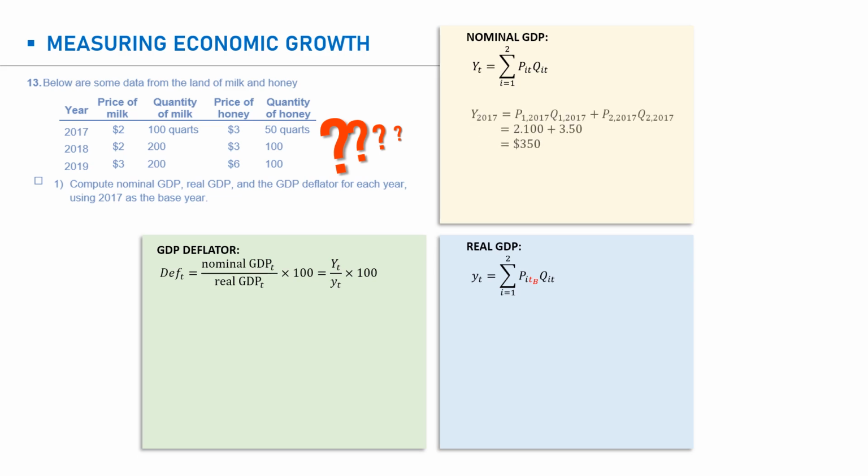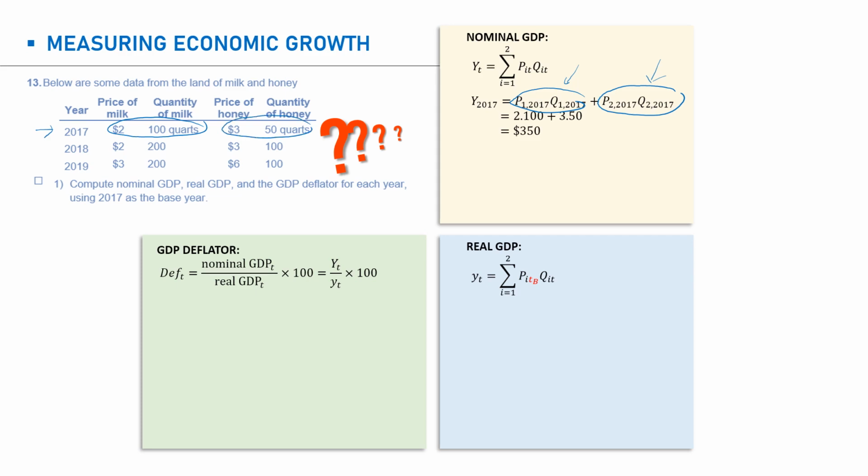To make it clear for all of you, to find the nominal GDP in 2017, we just have to add all the market values of the products in 2017. Since there are only two products, we have to find the market value of the first product and the market value of the second product. The market value is always the multiplication of price and quantity. So in 2017, the market value of milk, the first product, is 2 times 100. And then the market value of honey in 2017 is price times quantity, 3 times $50. So this is the result, the nominal GDP in 2017. For 2018 and 2019, of course, the calculation is similar.